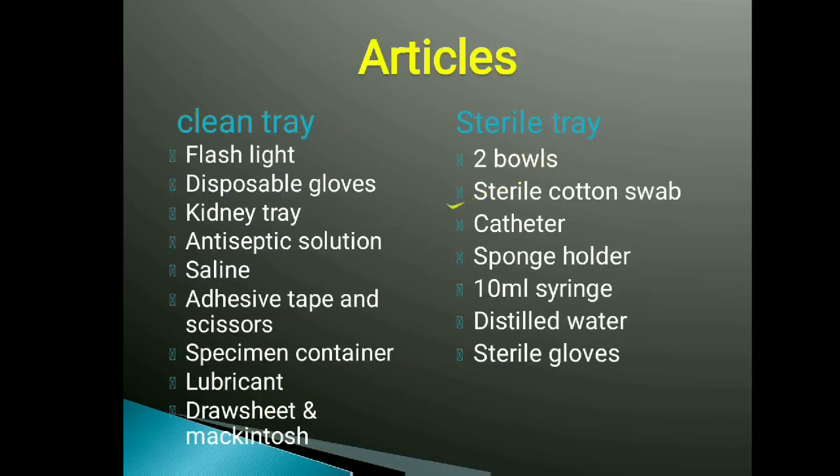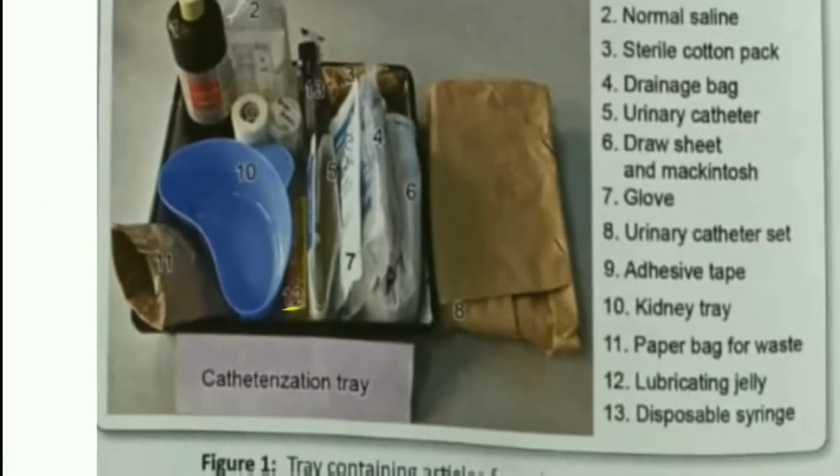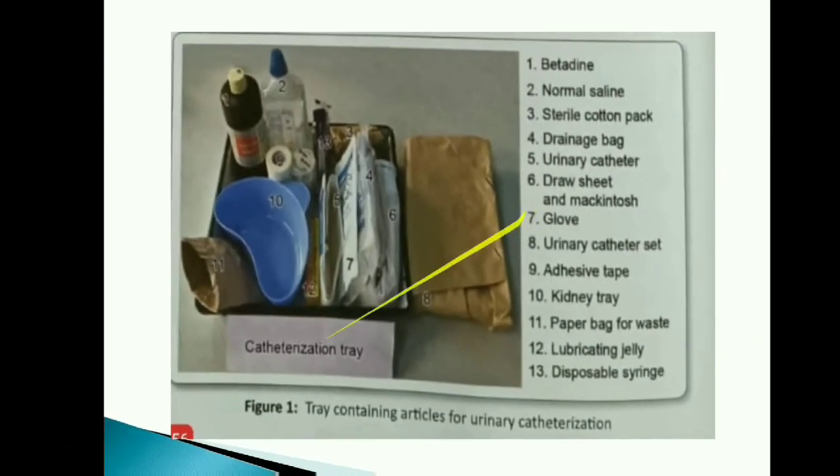In sterile tray we contain two bowls with sterile cotton swab, and these two things are packed inside the catheter set. Next is the catheter. The next one is the sponge holder, 10 ml syringe, distilled water, and sterile gloves. Here is a picture of the well arranged articles in a catheterization tray.